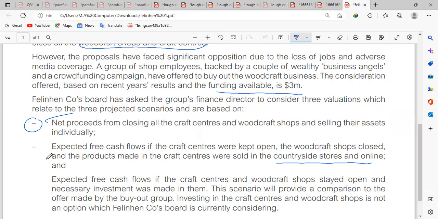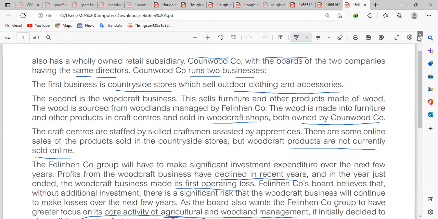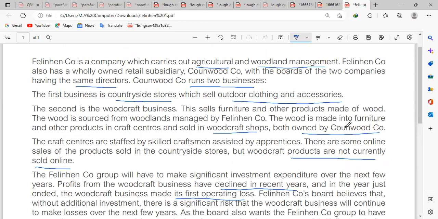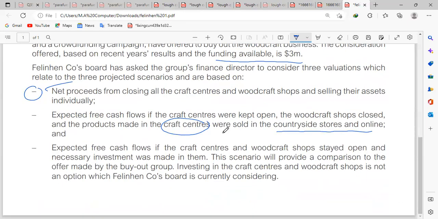Now, first of all, what is meant by the craft center? There are many things being discussed here. The wood is made into furniture and other products in the craft center. These furniture and other wooden products are being made in the craft center. The craft center is the maker of the products, and then they are sold in the woodcraft shops. So in the first part, they are saying that we are closing the craft center.